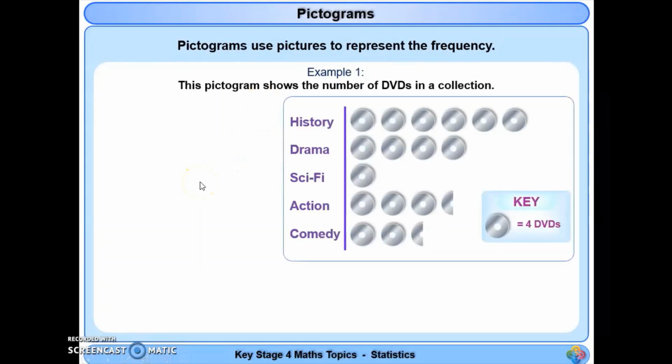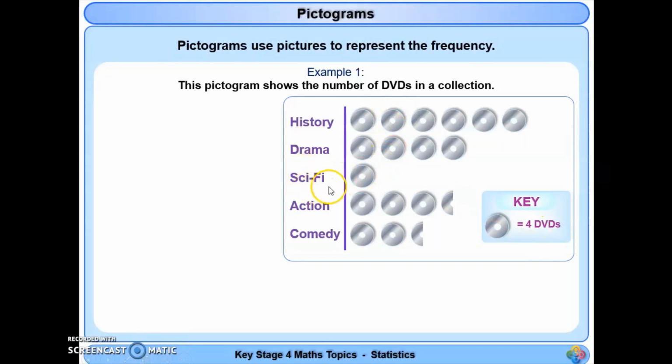In this pictogram, you can see that it shows the number of DVDs in a collection, separated into different genres. We have so many action DVDs, so many comedy, so many sci-fi, so many drama, etc. The very important bit to notice is the key over here. Every pictogram has to include a key, because it's telling us that one image, one disc, one DVD represents 4 DVDs in terms of frequency.